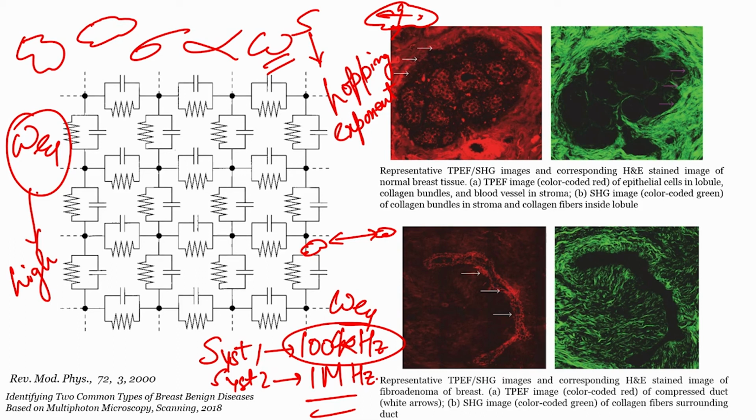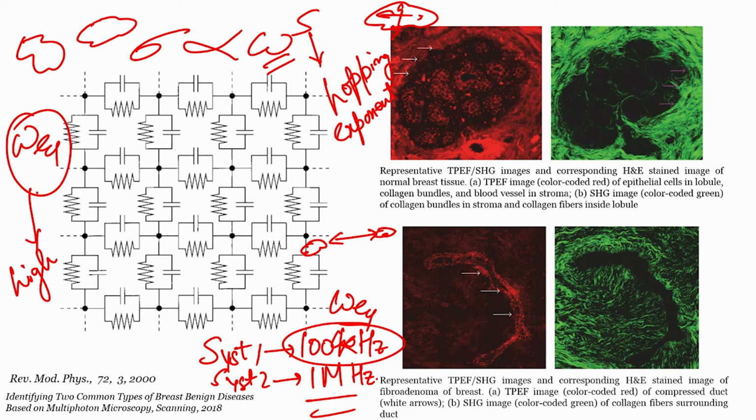Now, many of you would be thinking why we have included these images here on the right hand side. These are fluorescence images of normal breast tissues and breast tissues which have fibroadenoma. Fibroadenoma is a kind of tumor, but it is a benign tumor, a non-cancerous tumor. This is just to give you a real-time feel of how this disorder can also be translated into biological tissues.